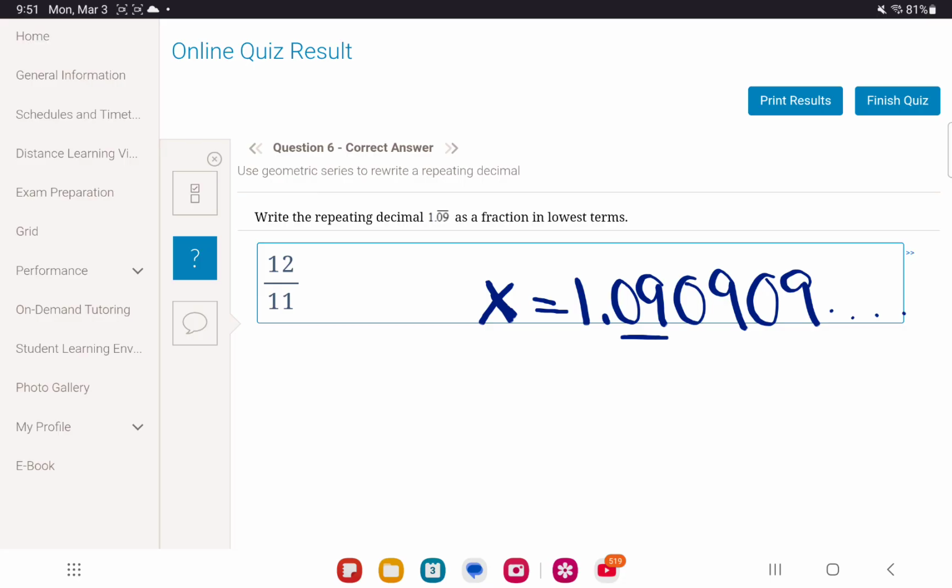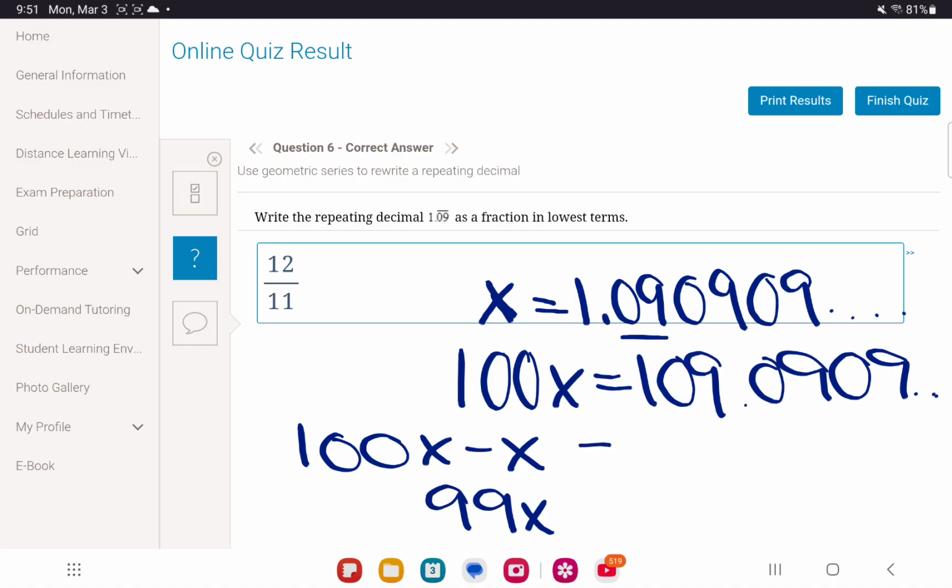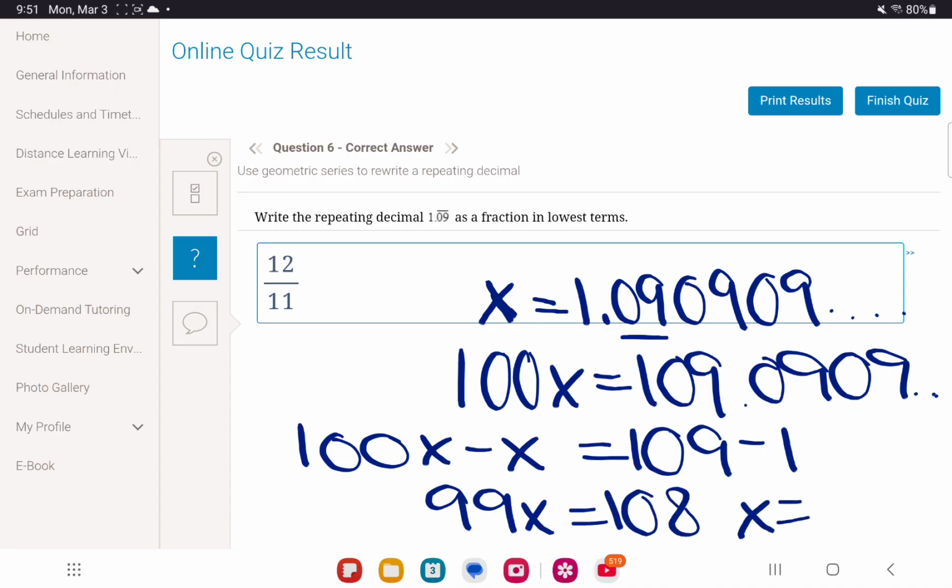So it becomes how much do you multiply to get the decimal from here to here? You multiply by 100, so it's 100x equals 109.0909, and so on, okay? So now we subtract: 100x minus x equals 99x, and then 109 minus 1 equals 108. You put x equals 108 over 99.